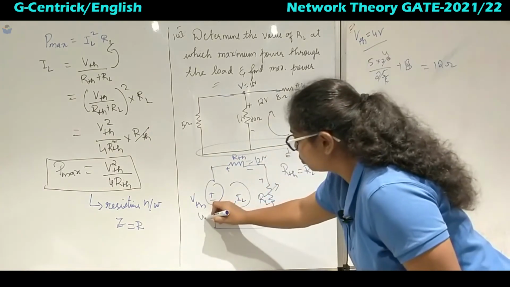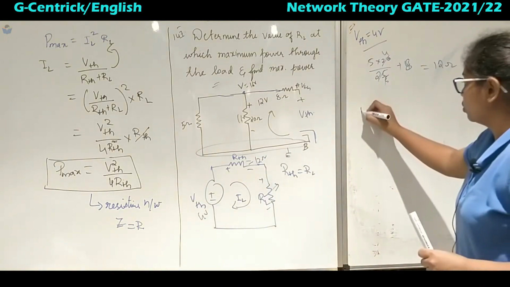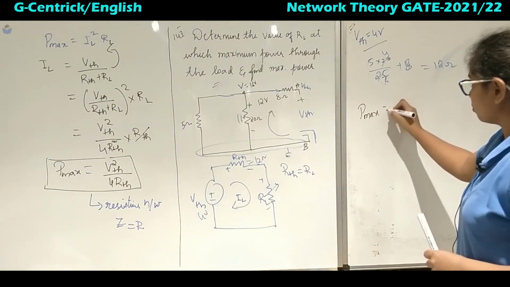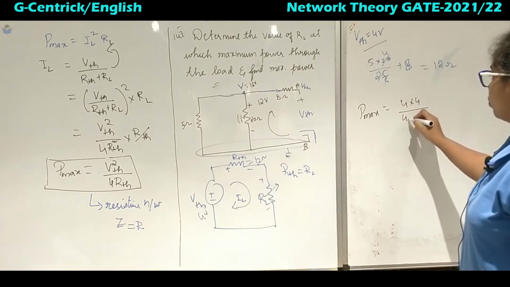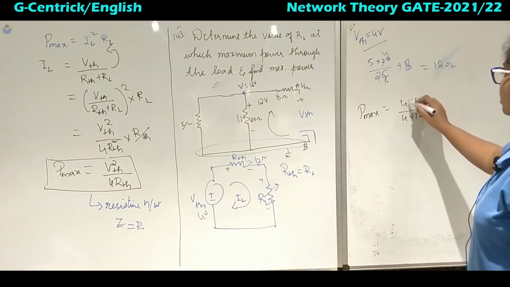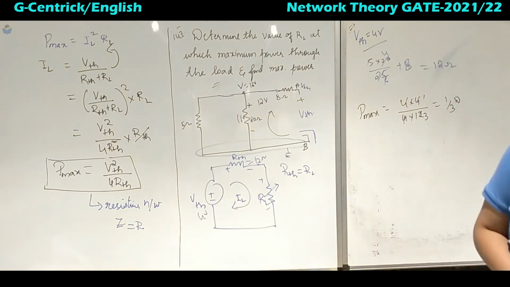VTH you have as 4 volts. So substitute in this formula for calculating P max. So P max will be equal to 4 into 4 divided by 4 times RTH, that is 12. So it comes out to be 1 by 3 watts. Okay, so this is question 147.